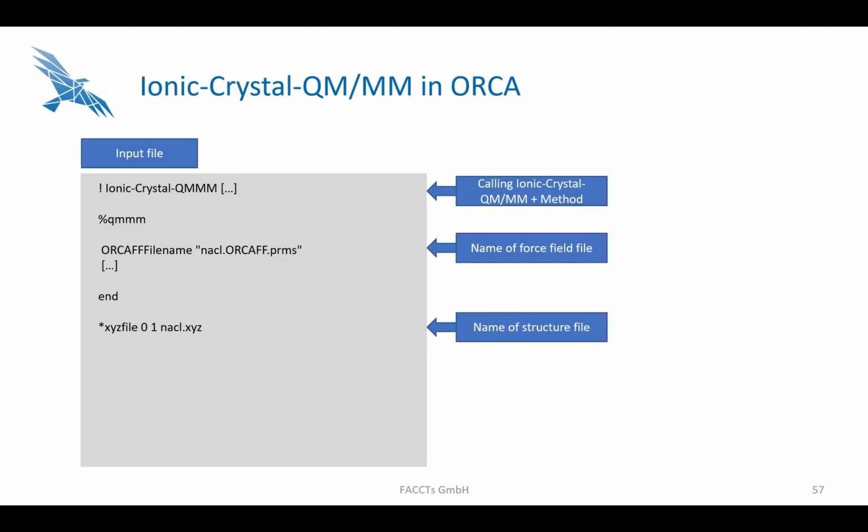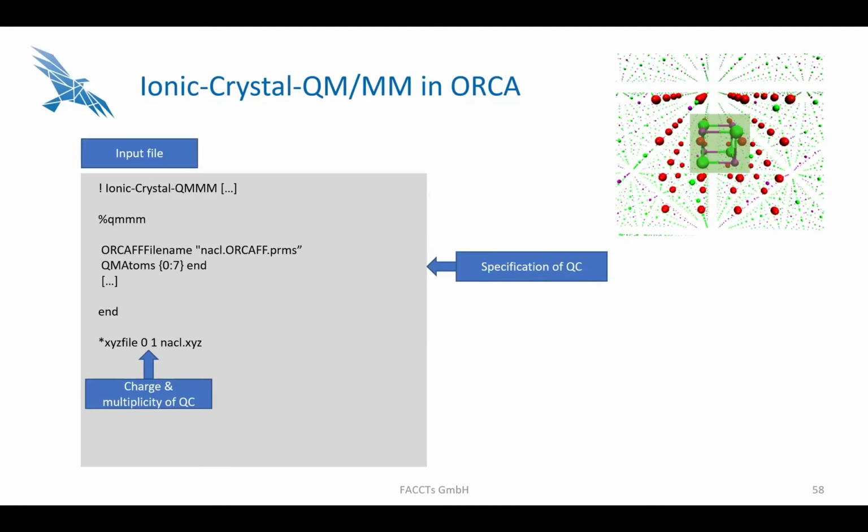Down in the XYZ file line, you have to specify the name of the structure file of your entire supercell. Here be careful, because the charge and multiplicity defined in this line are not the charge and multiplicity of your entire supercell, but only of your quantum cluster. The quantum cluster you also define in the QMM block. Here we just want to create a cube of 8 NaCl ions.